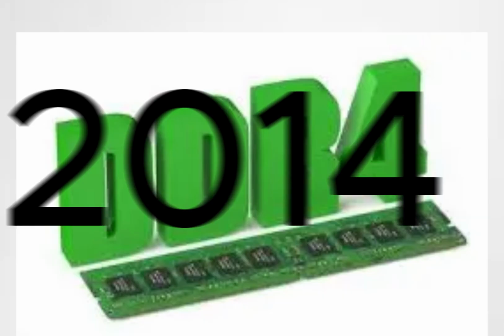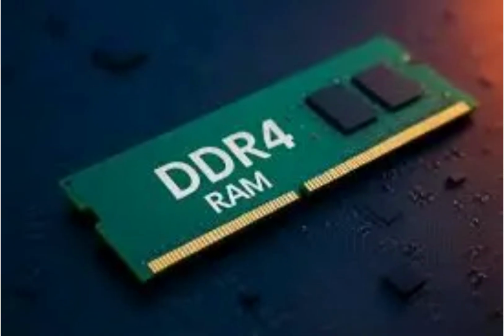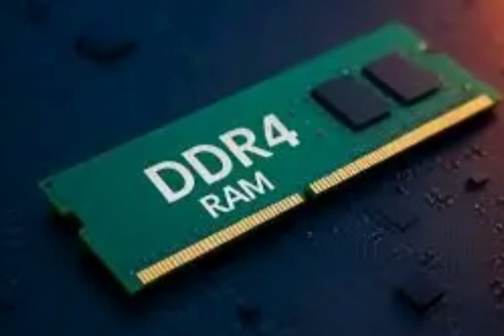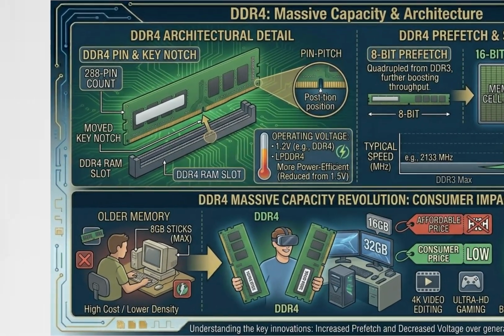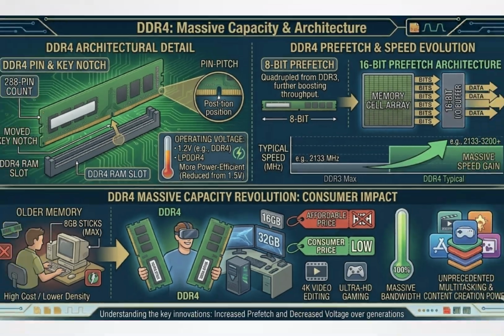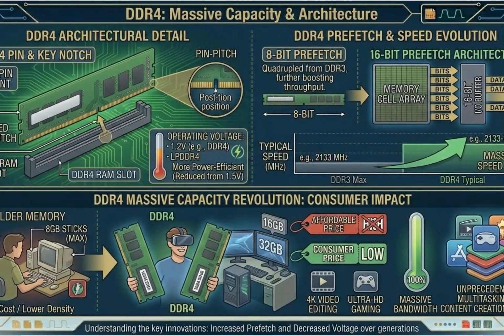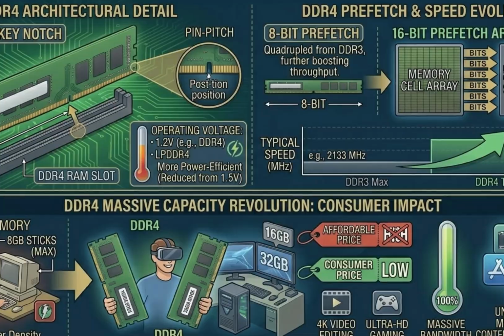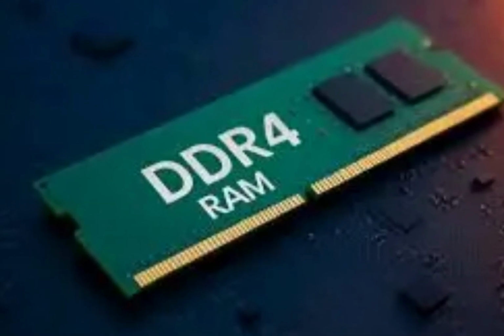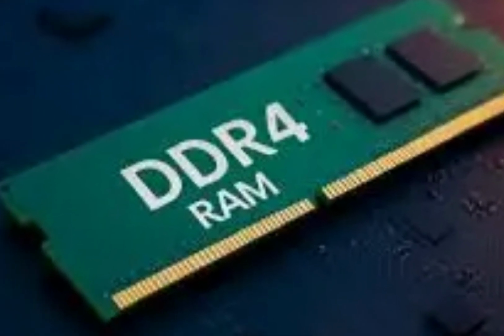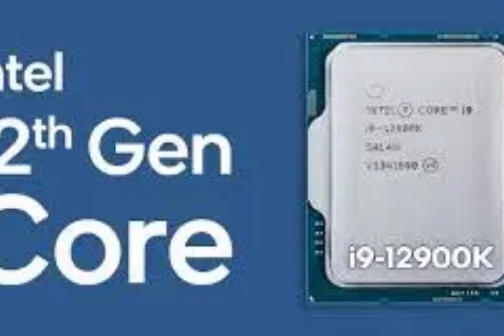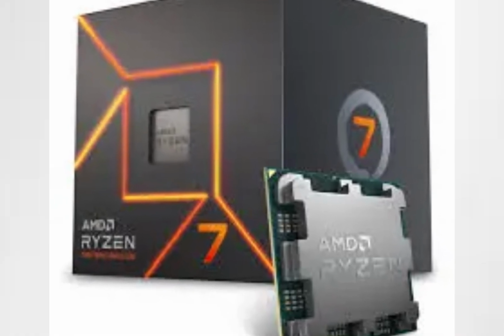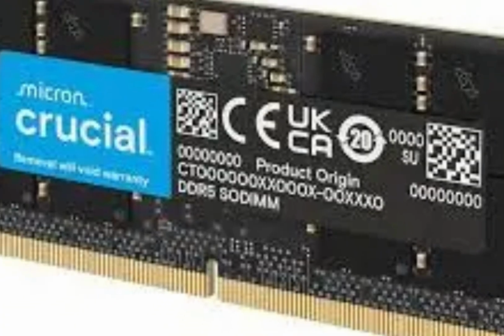In 2014, DDR4 changed the physical shape. It increased to 288 pins and added a slight curve to the bottom edge for better contact and easier installation. The advantage, massive capacity. For the first time, 16 GB and 32 GB sticks became affordable for consumers. Tech specs overlay. Pins, 288. Notch, perfectly centered. Platforms, Intel 12th Gen Plus, AMD Ryzen 7000/8000 Plus, AM5.